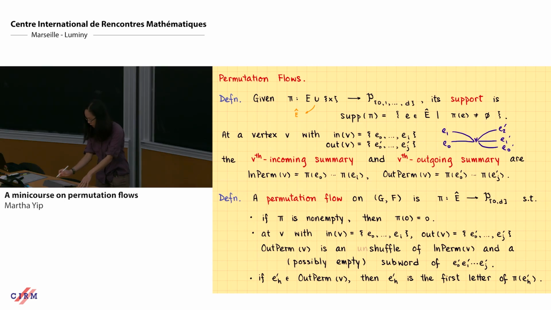Then the Vth incoming summary. I've put some words on these edges, pi of E. Then the incoming summary at V is this ordered list of words, so pi E naught, pi E1, concatenated. Same thing with the outgoing summary permutation. I just take this in order of the framing and I concatenate the words.